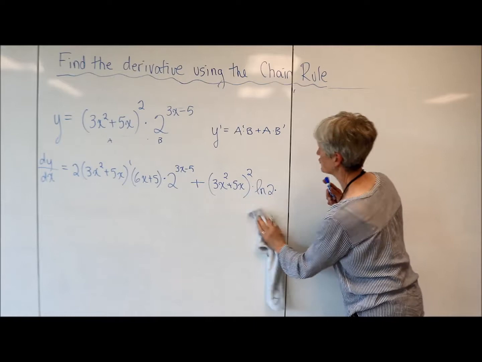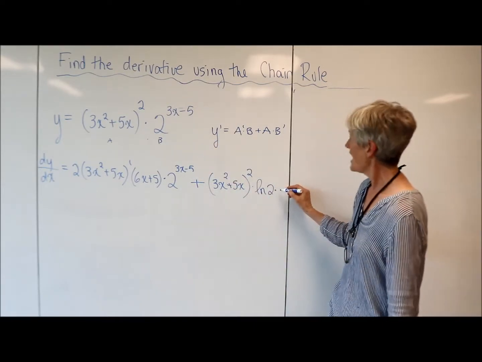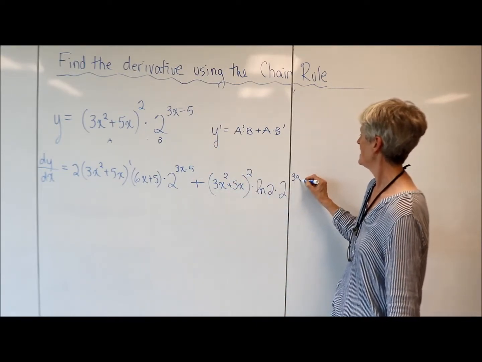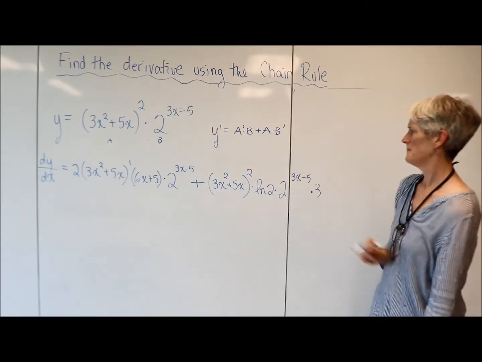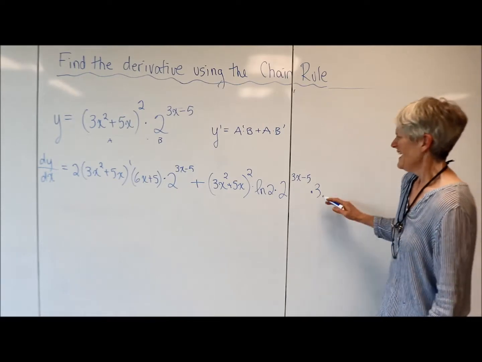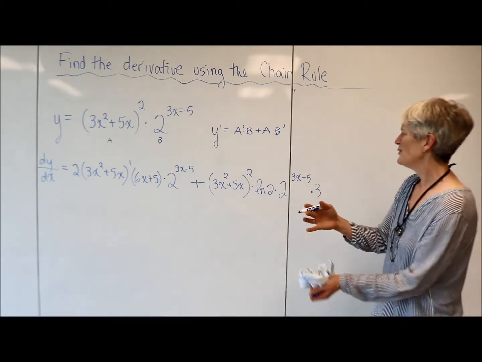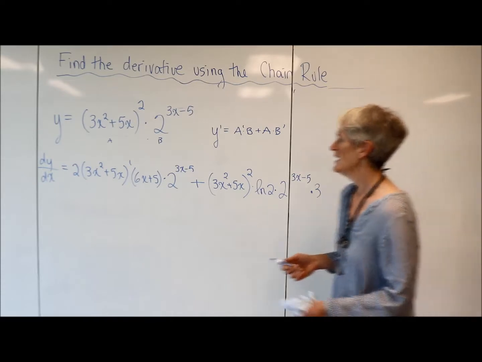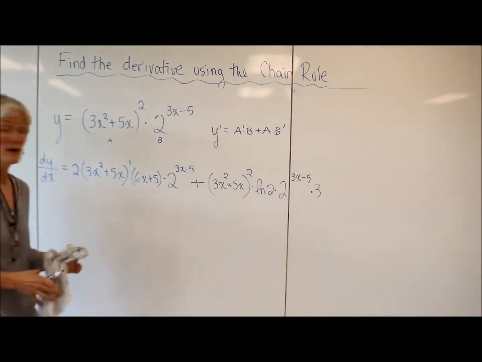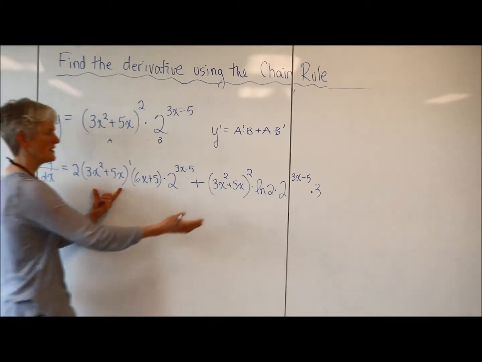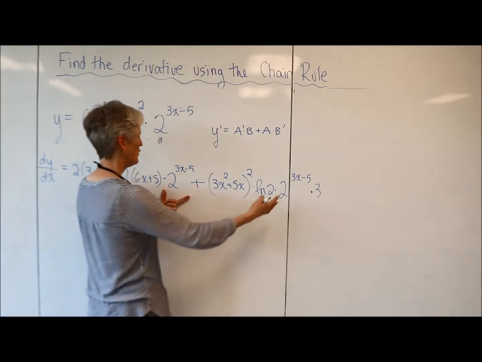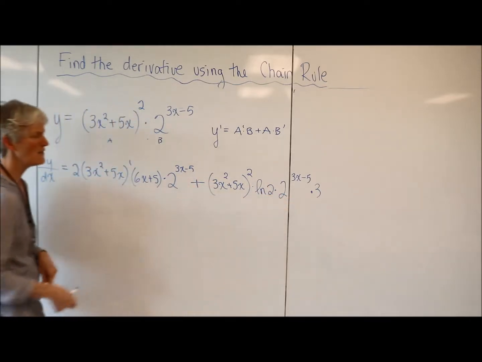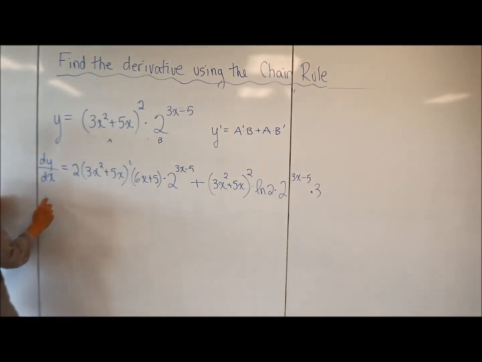All right, so it's the natural log of the base times the exponential piece as it is times the derivative of that inside. Okay? There's not a whole lot to do here either to simplify. If you wanted, you could do some factoring, right? You could factor out a common factor of 3x squared plus 5x. You could factor out a 2 to the 3x minus 5 and write your leftovers. Let's just do that for fun.